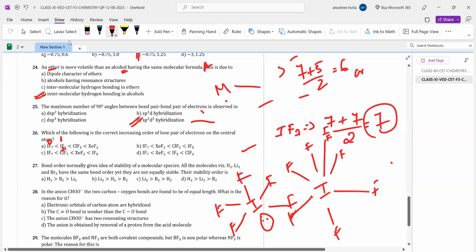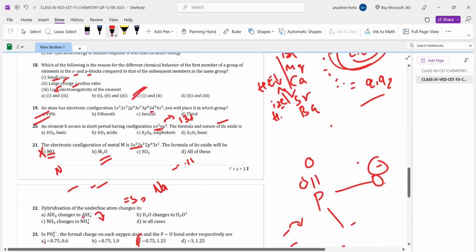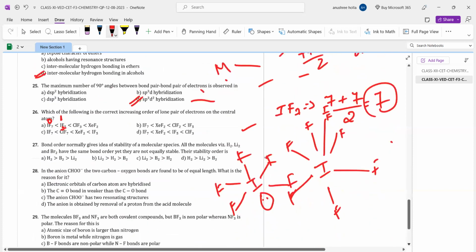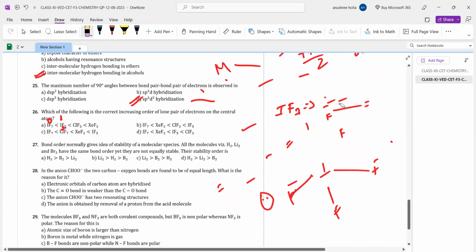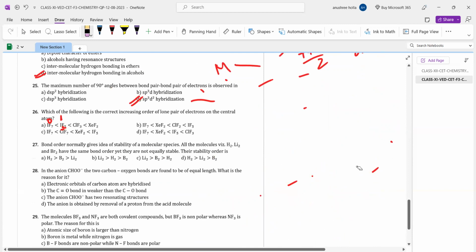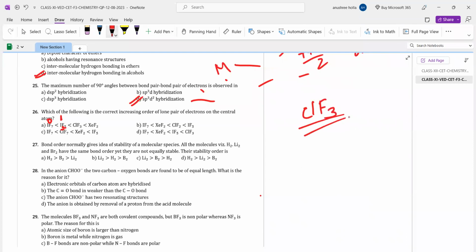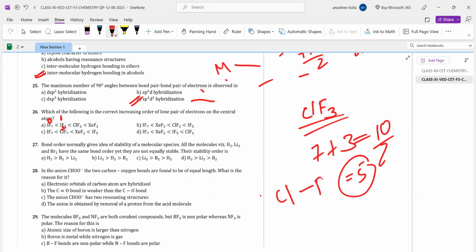So in ClF3, the number of valence electrons is 7 plus 3, 10 by 2 is equal to 5. So it is sp3d trigonal bipyramidal structure. We'll write ClF3. If you remember, we will be writing a T-shaped molecule, right? 1, 2, 3. 3 valence electrons, done. So another is 4, 5, 6, 7. We'll be keeping the lone pair at the equatorial position because it will minimize the lone pair-bond pair repulsion or lone pair repulsion as well. So how many lone pairs do we have? We have 2 lone pairs.